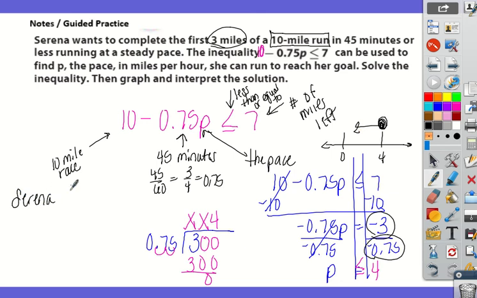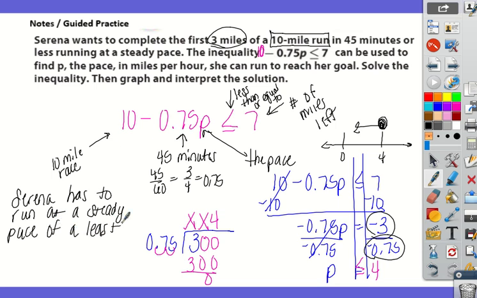Serena has to run at a steady, I just want to point this out, you guys, for those of you guys that run, this is insane. I would almost call this not real life, right? 4 miles per hour. I mean, that's like a dead-on sprint.